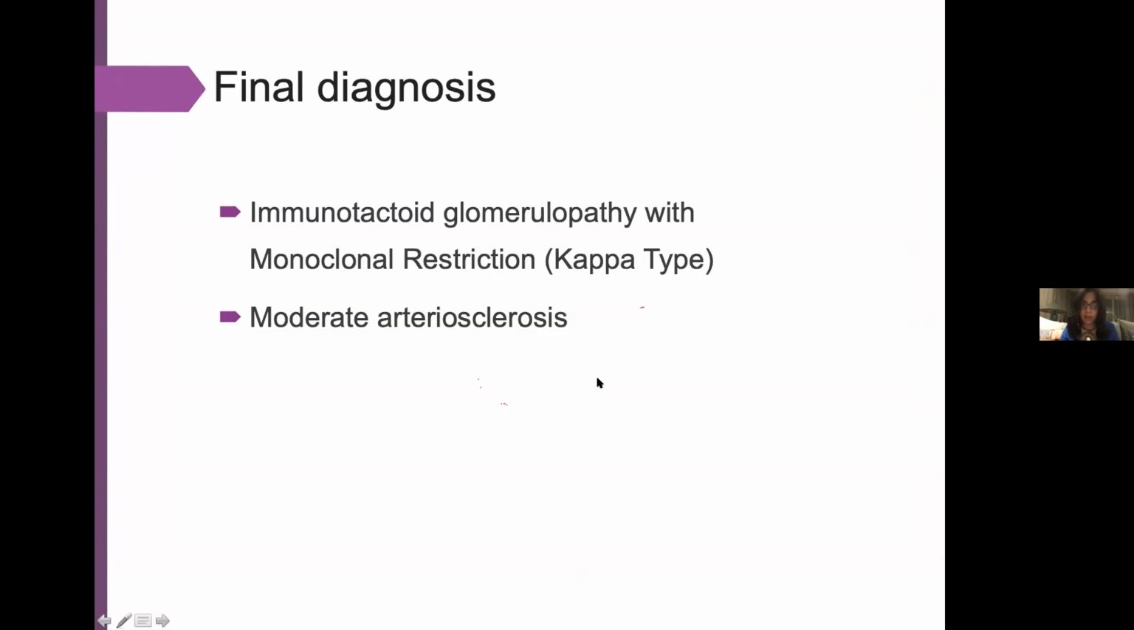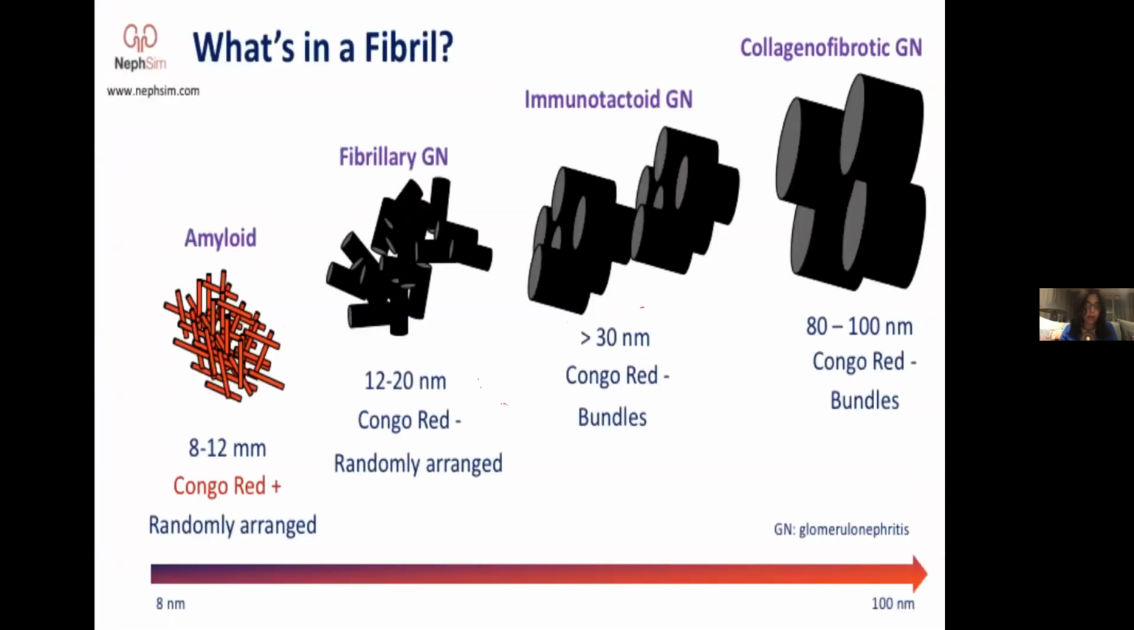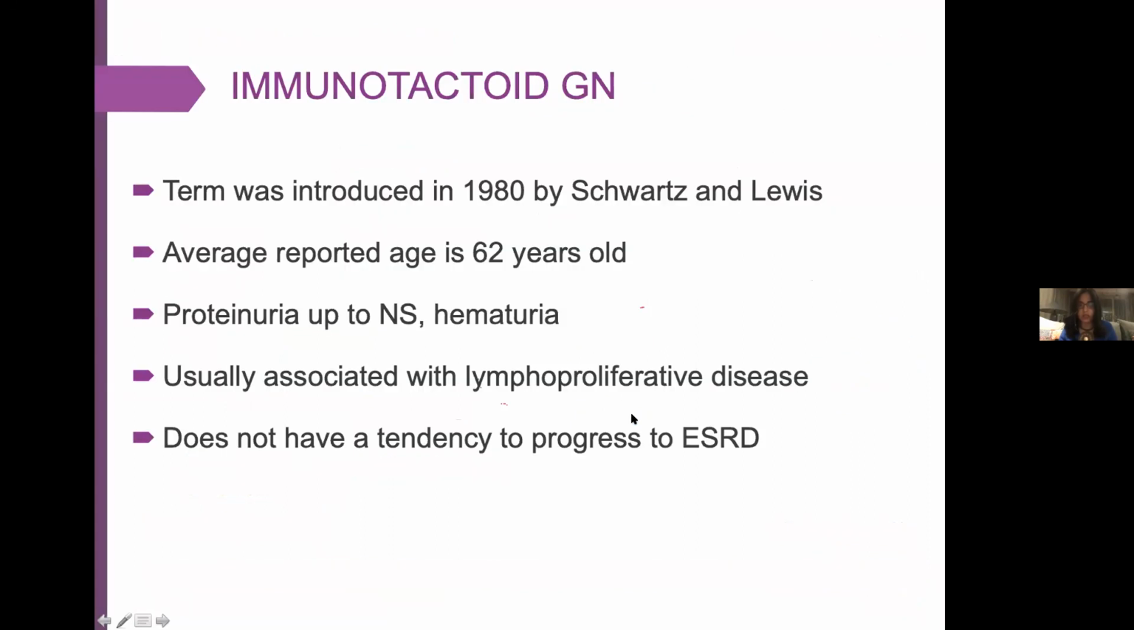So this is an immunotactoid glomerulopathy with monoclonal restriction, kappa type. Yes, induced by recurrence of her old CLL. So again, we moved from amyloid fibrillary to the microtubular, or to the larger form of fibrils, which is immunotactoid GN.